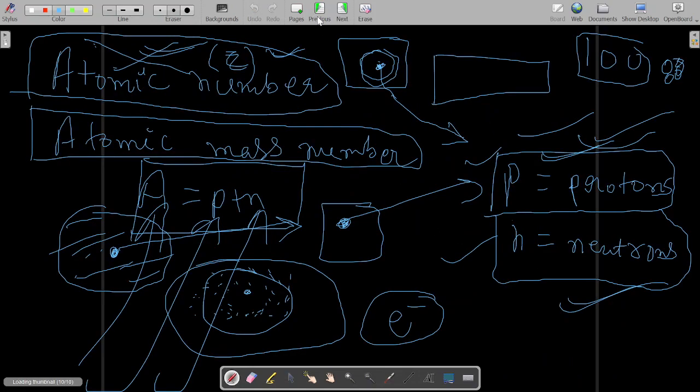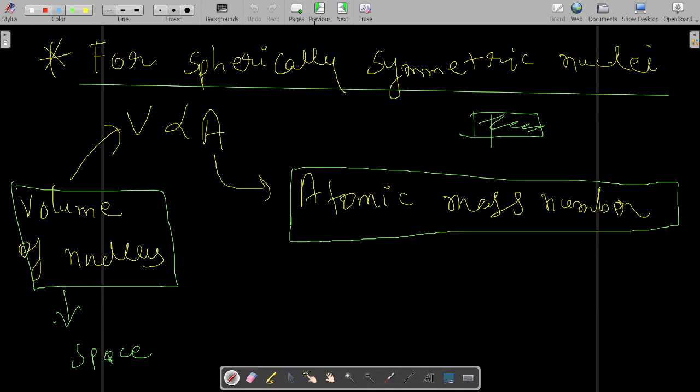One more concept I was telling you about already is the volume of the nucleus and atomic mass number. For a spherically symmetric nucleus, the volume of the nucleus is directly proportional to the atomic mass number, and this is given even in HC Verma. So we are starting from HC Verma and going to the advanced level.